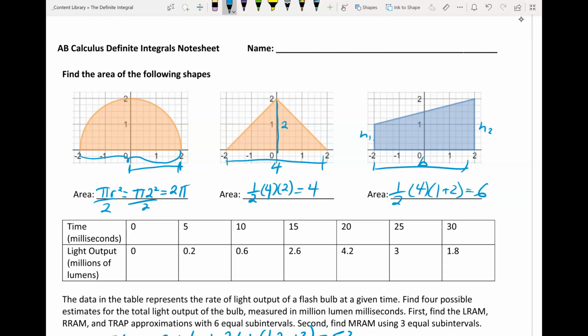Now, the next example is exactly like what we did last time. We were given a table of values. Why don't you go ahead and see if you can calculate the LRAM, RRAM, trapezoidal, and the MRAM on your own, and then I'll go through the solution with you.